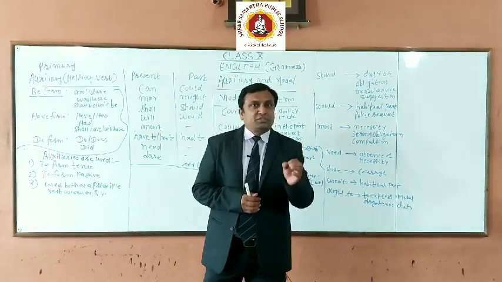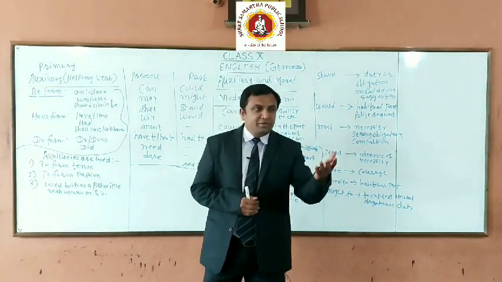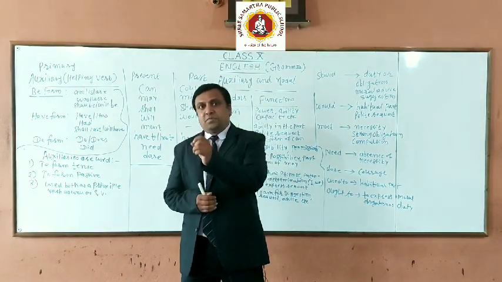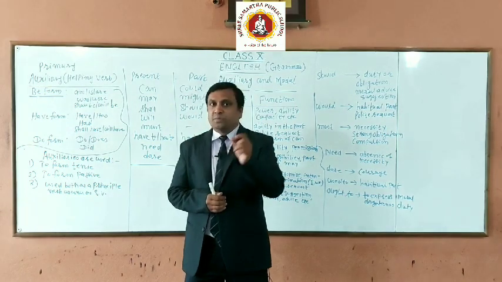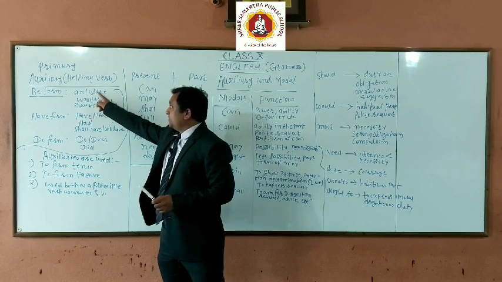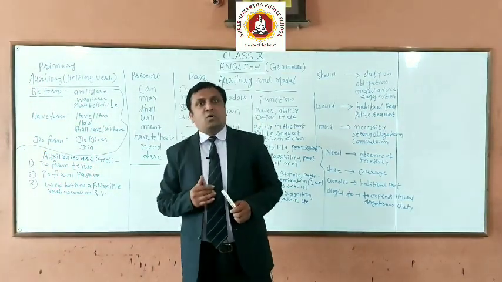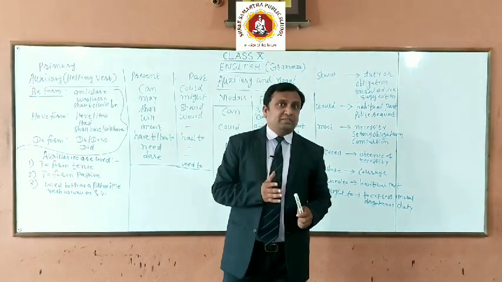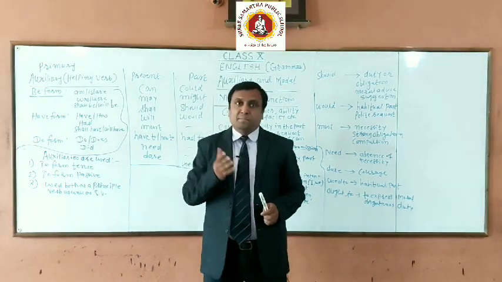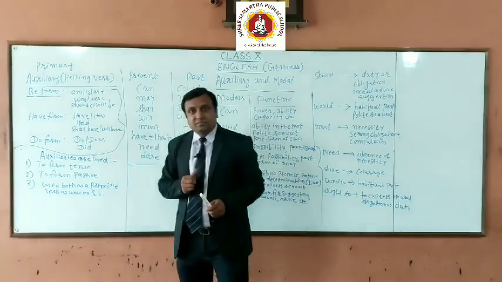What is the structure of present continuous tense? Can you tell me? Subject plus am, is, are plus V1 ing or V4 plus object. So here the auxiliary verb am, is, are supports the continuous tense. Can you tell me the structure of present perfect tense? Subject plus have, has plus V3 plus object. So here have, has supports it.